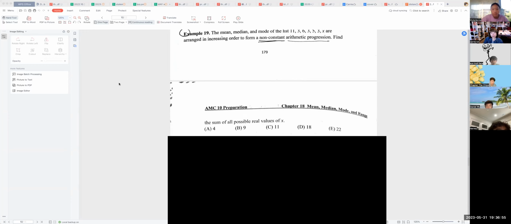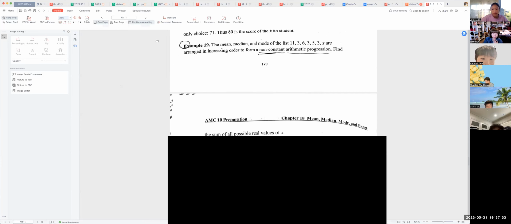Okay, everybody, take a look at this one. The mean, median, and mode of the list 11, 3, 6, 3, 5, 3x are arranged in increasing order to form a non-constant arithmetic progression. Find the sum of all possible real values of x. This question has appeared many times in the AMC. So we're going to find out this one. This one is a little bit hard, but try to do it. Before you do it, I'm going to help you a little bit, okay? I think without help it might be a bit difficult. So, what does arithmetic progression mean?